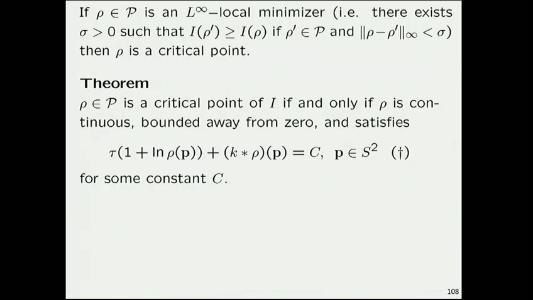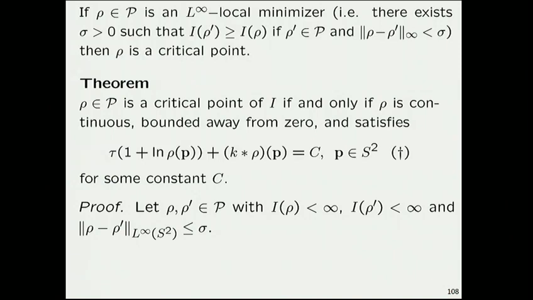Okay, so here's a theorem which tells you that you didn't have to worry about all this stuff anyway. So rho is a critical point of I if and only if it's continuous, bounded away from 0, and satisfies the Euler-Lagrange equation as previously written down, which I'll call dagger. So I thought I'd prove this. It's sort of a little bit interesting.